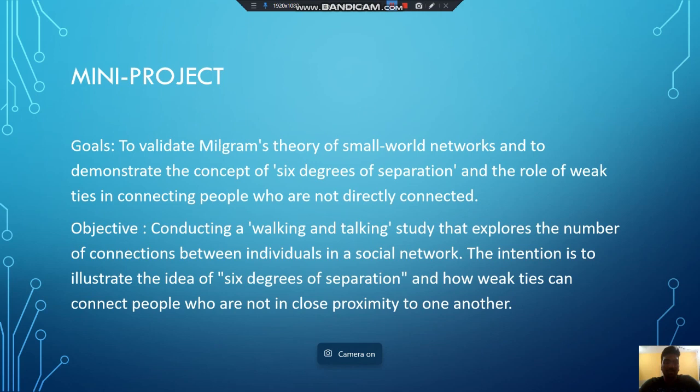Hello, I'm Praneeth. I'm going to be talking about the goals and objective of this mini project. The goal is to validate Milgram's theory of small world networks and to demonstrate the concept of 6 degrees of separation and the role of weak ties in connecting people who are not directly connected. The objective is to conduct a walking and talking study that explores the number of connections between individuals in a social network. The intention is to illustrate the idea of 6 degrees of separation and how weak ties can connect people who are not in close proximity to one another.